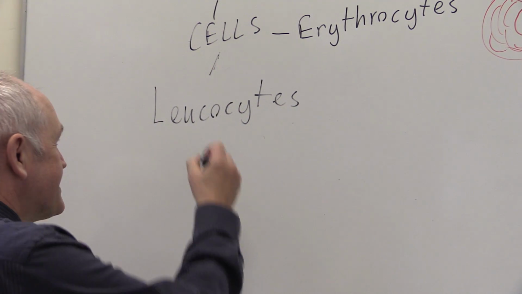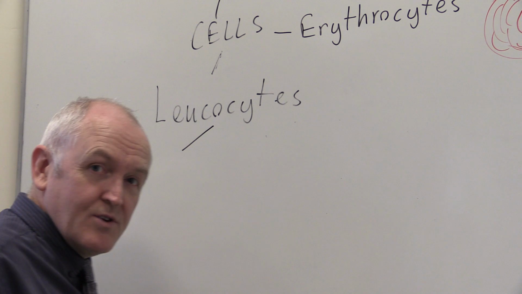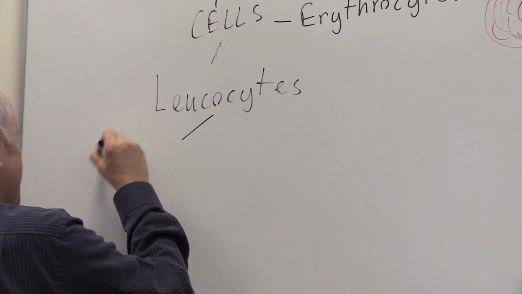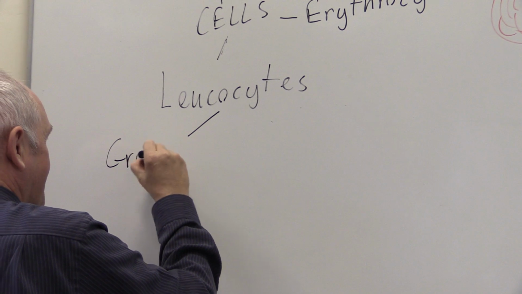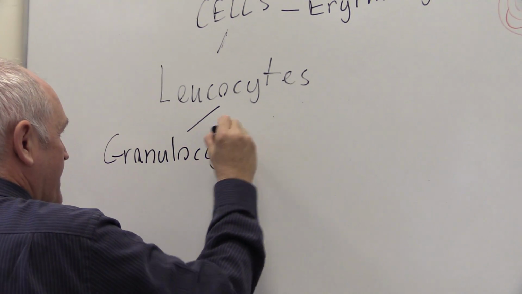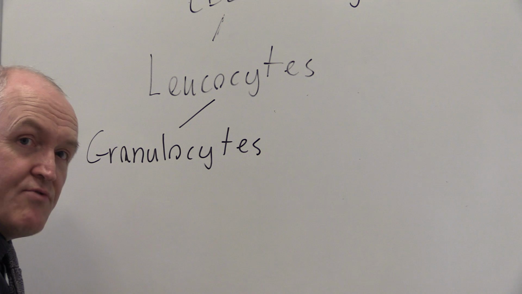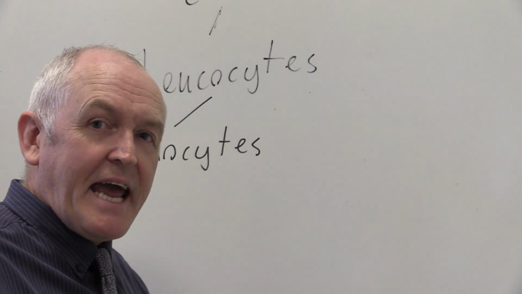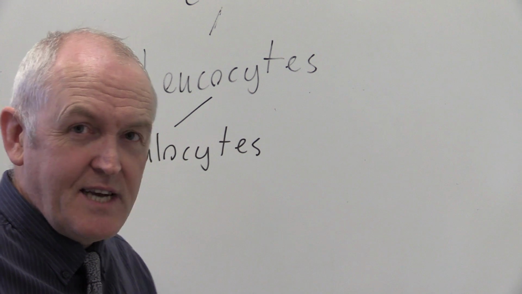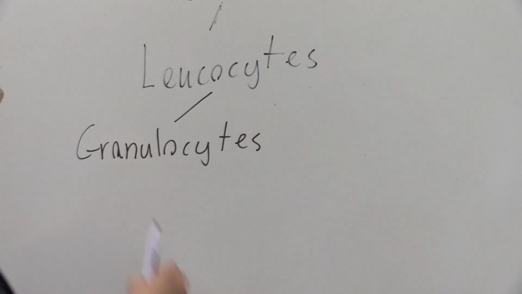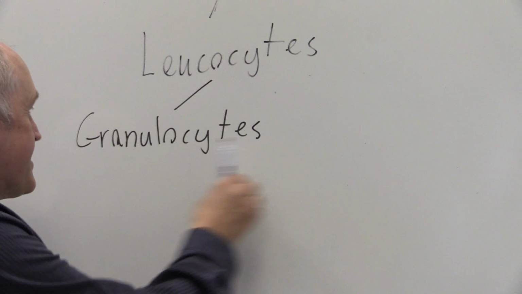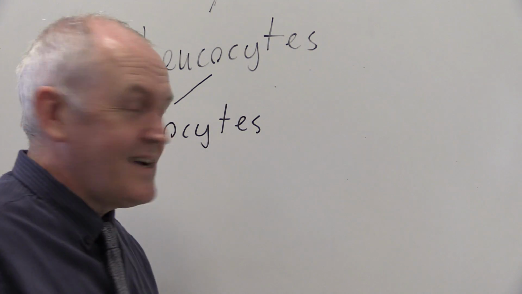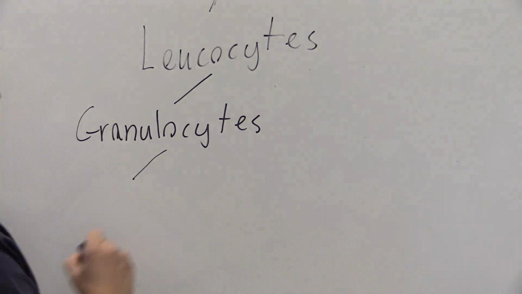So the leukocytes, there are a class of leukocytes, that is a class of white blood cell called the granulocytes. And the granulocytes are so called because they have visible staining granules in their cytoplasm. So granulocytes, the cells with granules. And the most common one of these are the neutrophils.